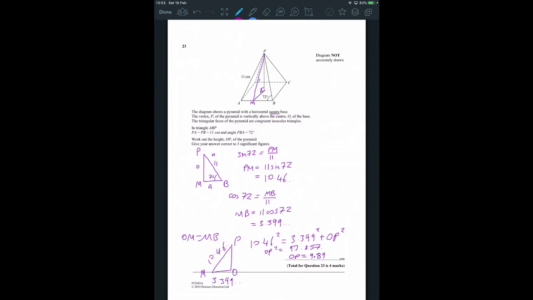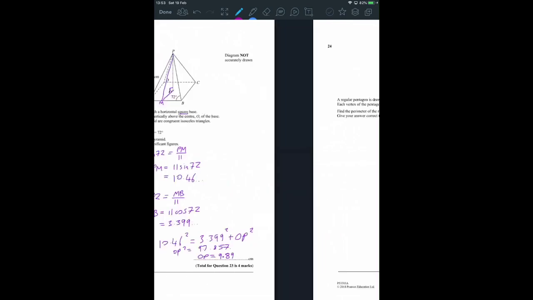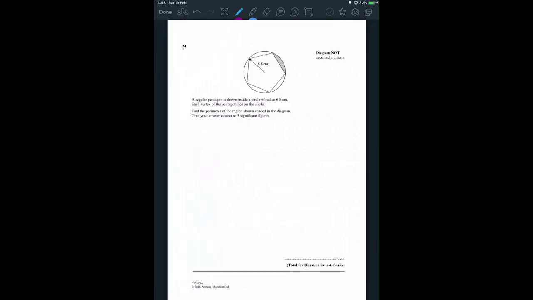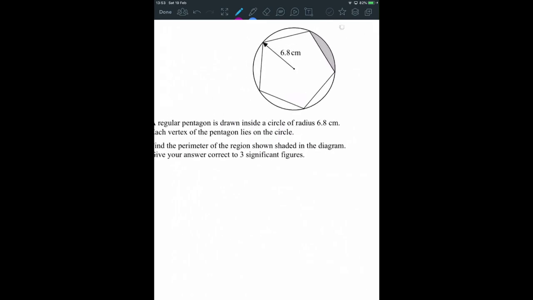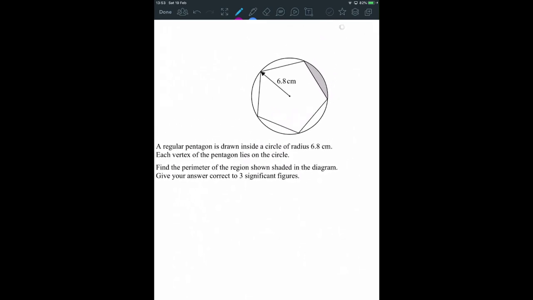A difficult question to spot that OM, and to actually spot which triangle is useful for the final step. Question 24. We have a regular pentagon inside of a circle. We want the perimeter of that region. Well, we have to find it in two separate parts. We need to find the straight bit and the curved bit.